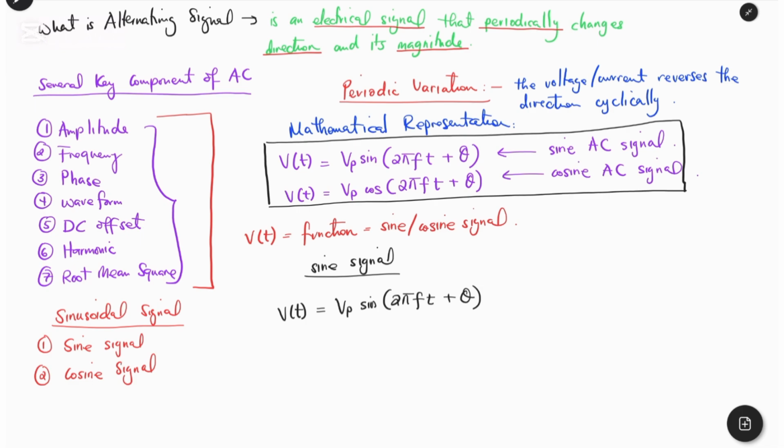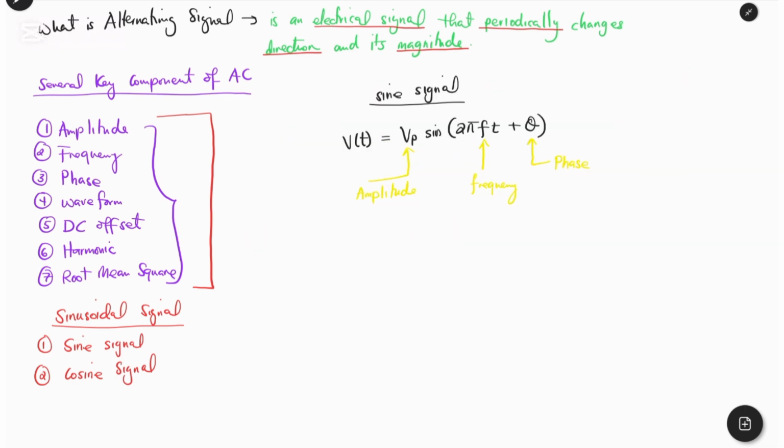Now we will start to look at the key components of the signal. The Vp represents the amplitude, the frequency is represented by the f in the signal, and the theta represents the phase of the signal. And this is the sine AC signal. Now I will draw the waveform, and then we can describe each of these key components, amplitude, frequency, and phase, by corresponding to the waveform.